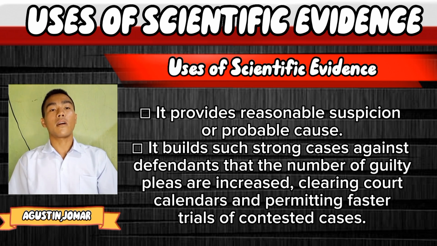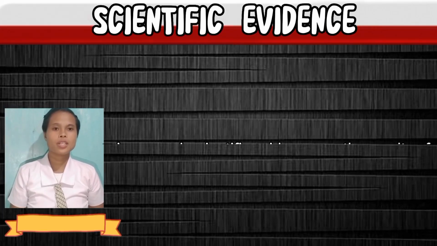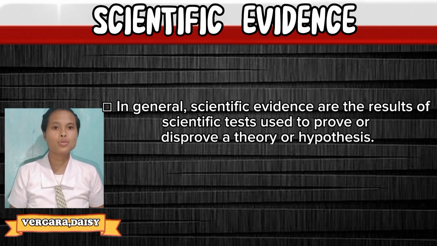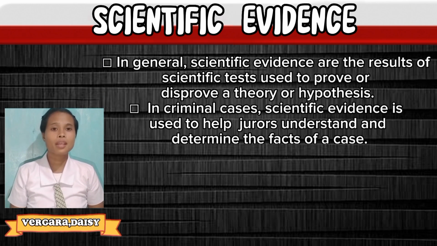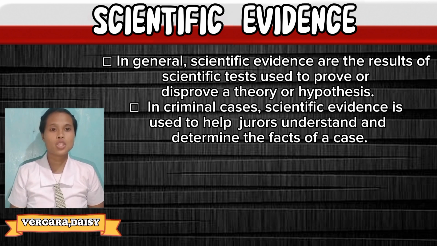It builds such strong cases against defendants that the number of guilty pleas is increased, clearing court calendars and permitting faster trials of contested cases. In general, scientific evidence is the result of scientific tests used to prove or disprove a theory or a hypothesis. In criminal cases, scientific evidence is used to help jurors understand and determine the facts of a case.